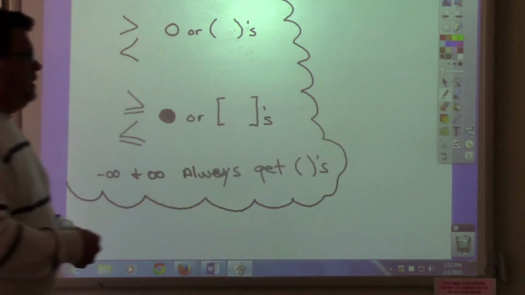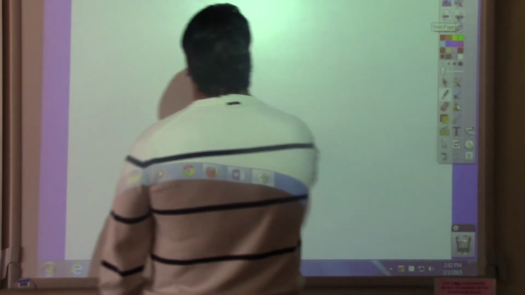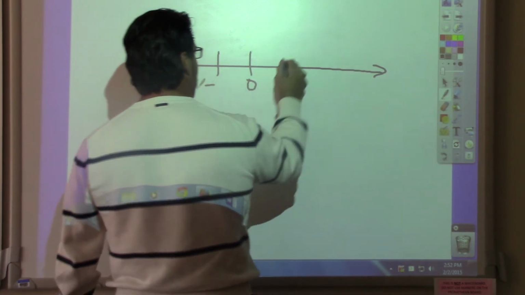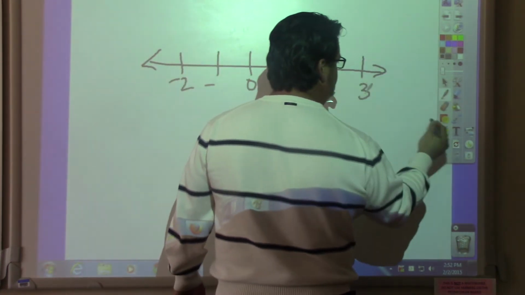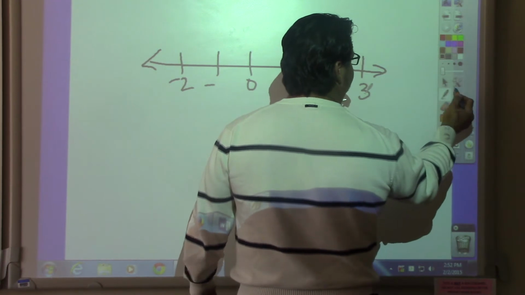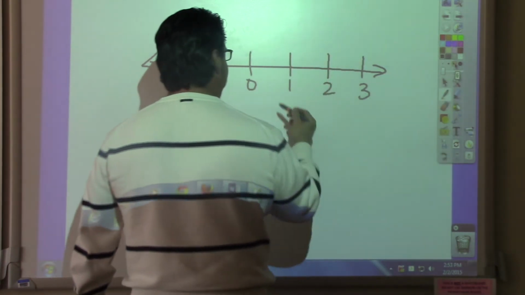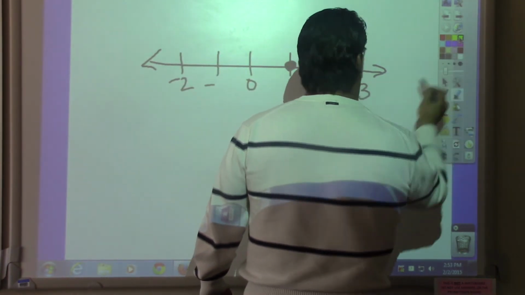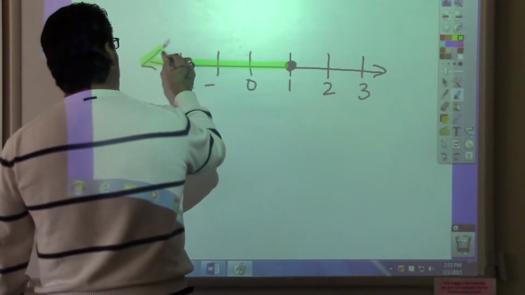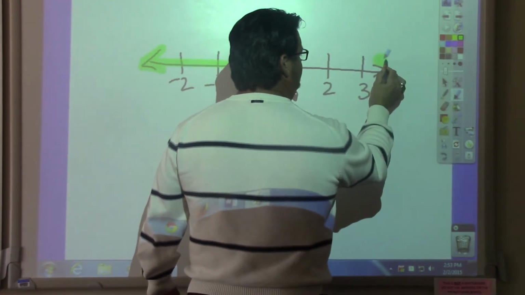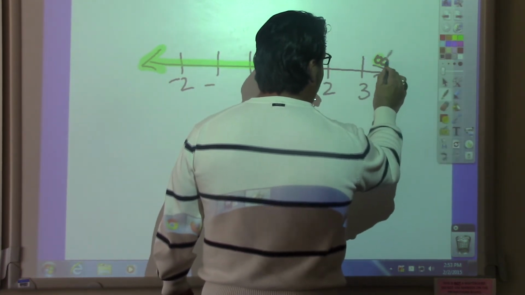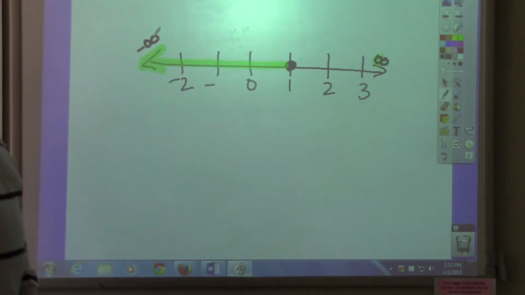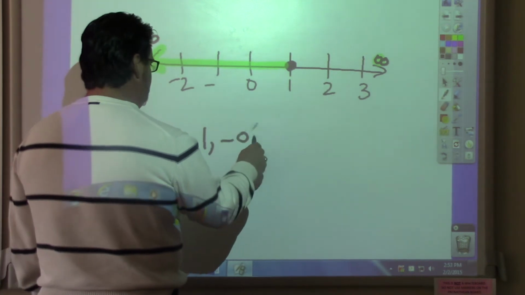I give them a number line, and I shade it, and I go 0, -1, -2, 1, 2, 3, and I say, that right there, and I shade it. And of course, this is positive infinity, and this is what? Negative infinity. And I put this on a test. This is what students will write: 1 to negative infinity.